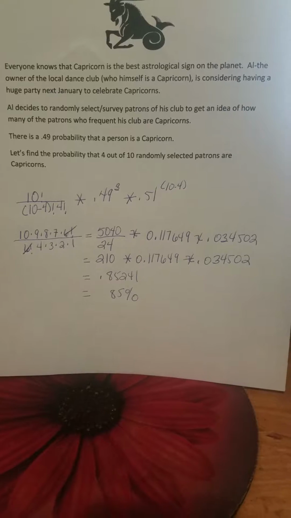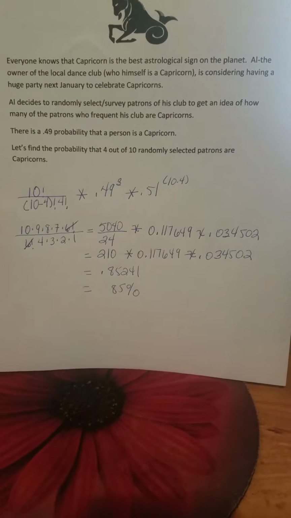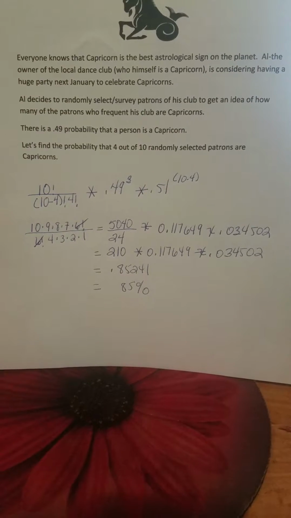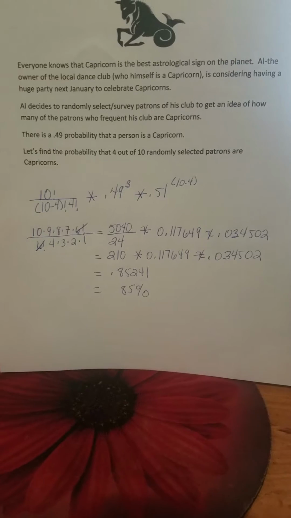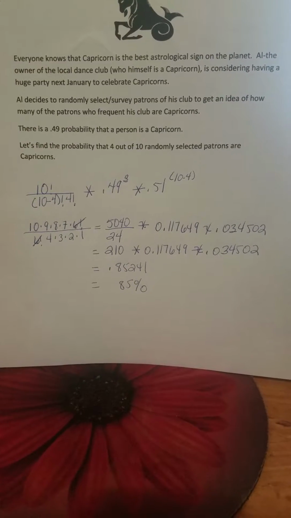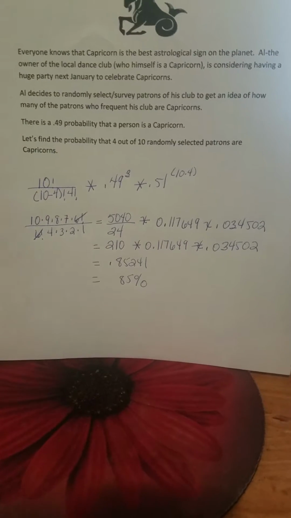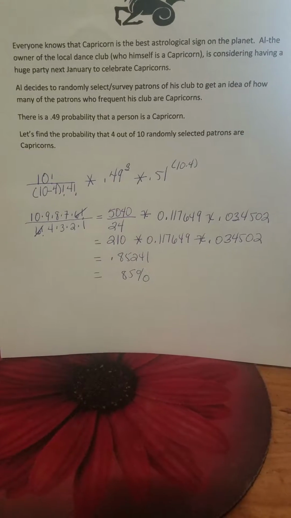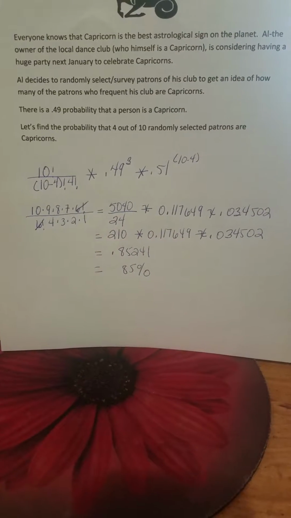So Al decides to randomly survey patrons of his club to get an idea of how many of the patrons who frequent his club are in fact Capricorns. There is a 0.49 probability that a person that Al chooses will be a Capricorn. So let's find the probability that 4 out of 10 randomly selected patrons are Capricorns.